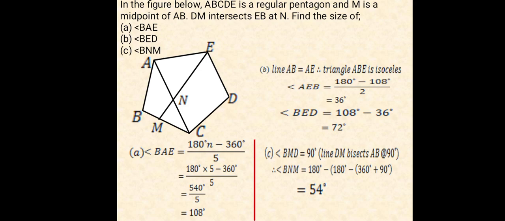Now what about angle BNM? We know angle BMD is equal to 90 degrees because line DM bisects AB at 90. Now angle BNM will be equal to 180 minus the total of 36 plus 90, which is equal to 54 degrees.